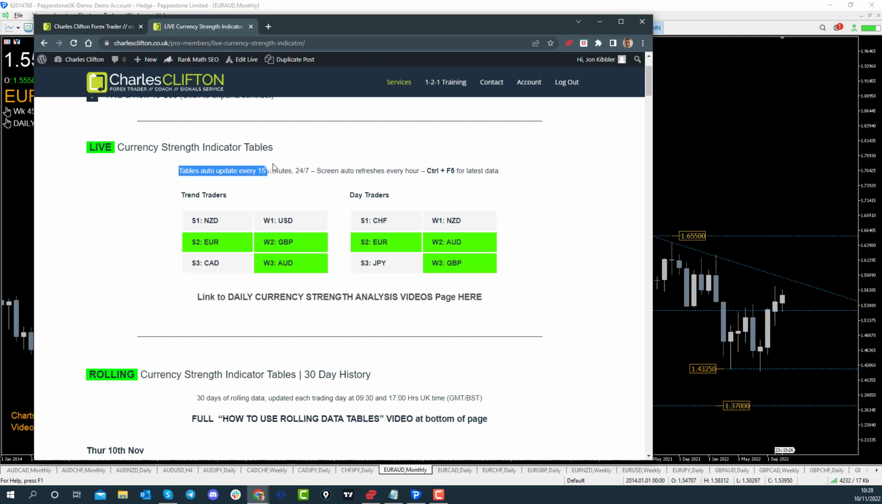The tables auto update every 15 minutes 24/7, so wherever you are in the world, if you have access to the live currency strength indicator tables, then you can actually see the latest update every 15 minutes.